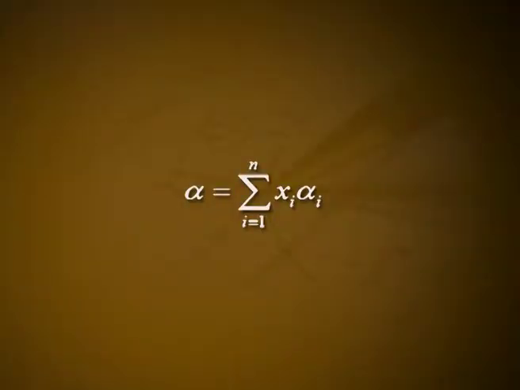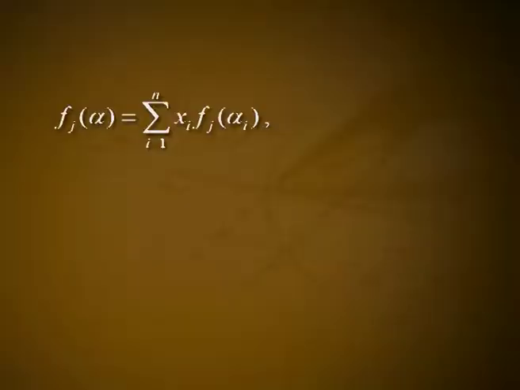If f is a linear functional on V, then f is some linear combination of the f_i as in equation 6, and as we observed just after equation 6, the scalar c_j must be given by c_j equal to f of alpha_j. Also, if alpha equal to sigma i equal to 1 to n of x_i into alpha_i is a vector in V, then f_j of alpha equal to sigma i equal to 1 to n of x_i into f_j of alpha_i.